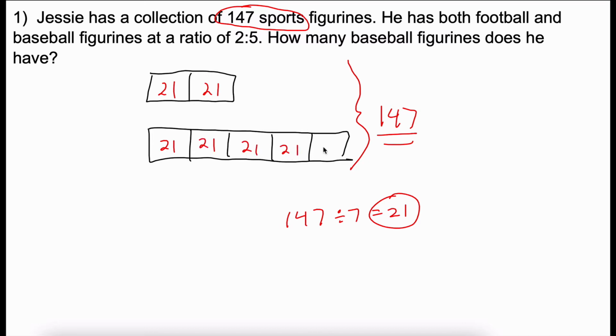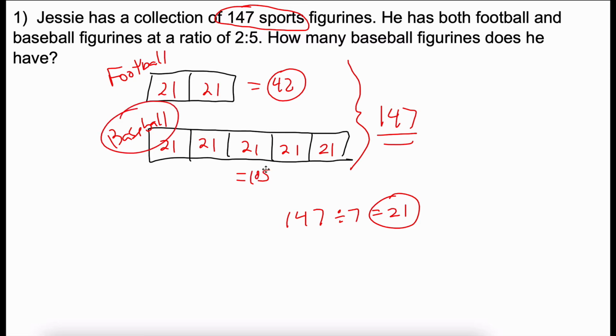I can easily now tell that there are 42 of the football. I should have labeled these. And there are 21 times 5, so that's 105 of the baseball figurines. And so the ultimate question was, how many baseball figurines does Jessie have in the collection? And that would be 105 baseball figurines, final answer.